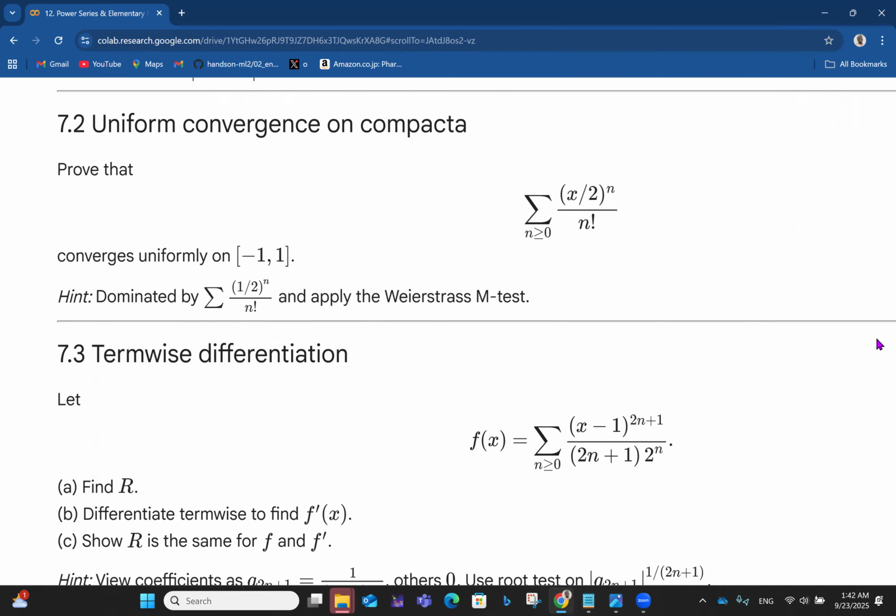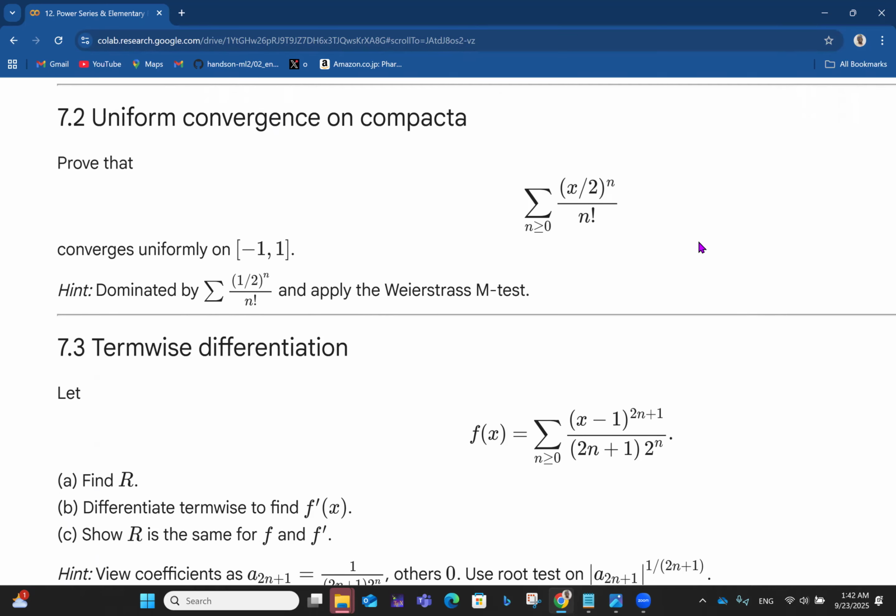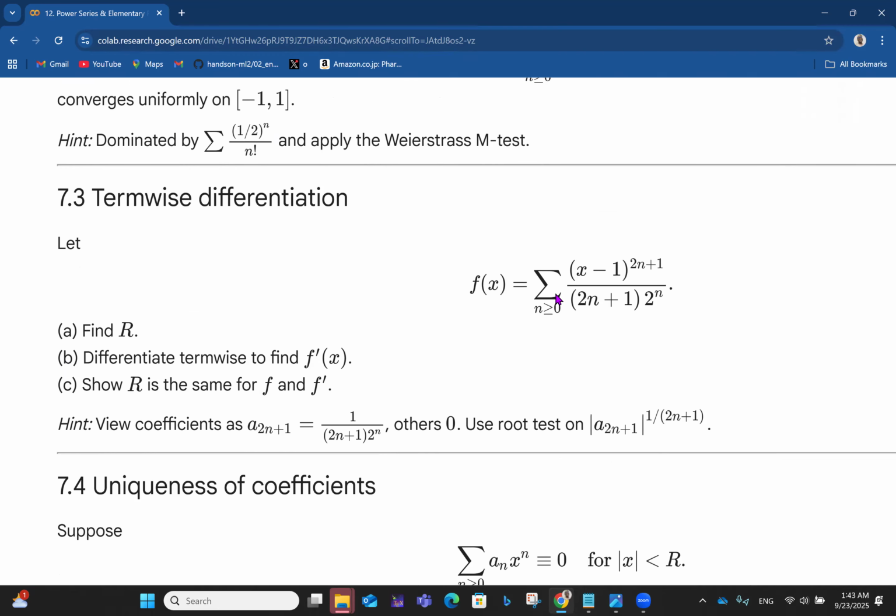The uniform convergence on compact sets. You want to prove that the summation over n greater than or equal to 0 of x over 2 raised to n over n factorial converges uniformly on minus 1 to 1. And the hint is to watch out that it is dominated by 1 over 2 raised power n over n factorial, and apply the Weierstrass M test, because that's surely bounded. Because as n increases, that approaches 0 for sure. That's why we say it's bounded.